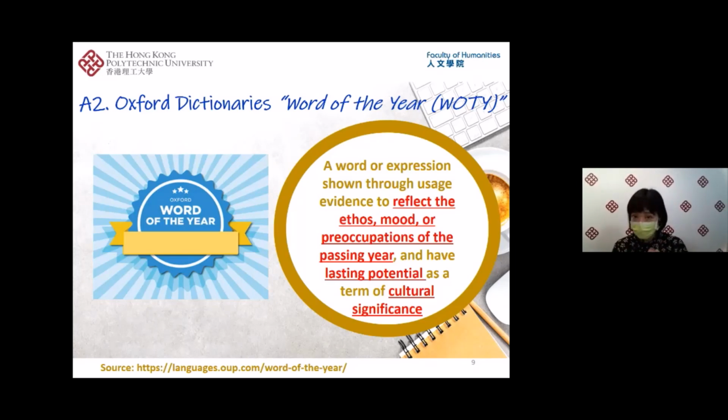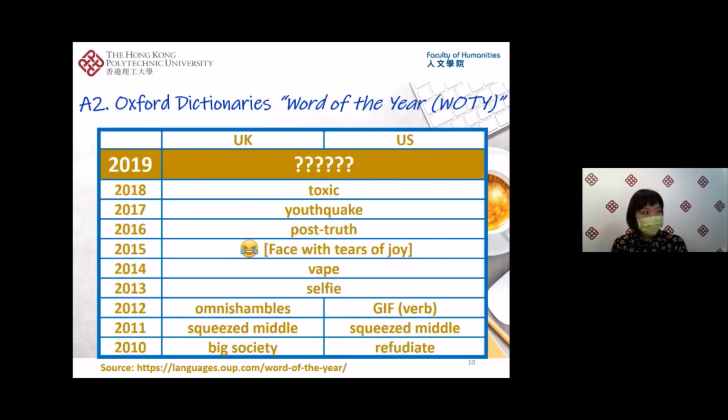And based on these features, let's look at the past 10 Oxford Words of the Year here in this table. We can see the Oxford Words of the Year or expressions of the year from 2010 to 2018, and I'm hiding the one in 2019 because it's another game for you to join. Now, of course, some of you may be smiling because you must be familiar with some of them.